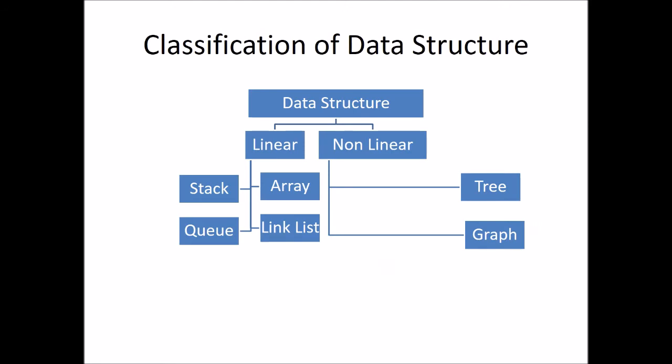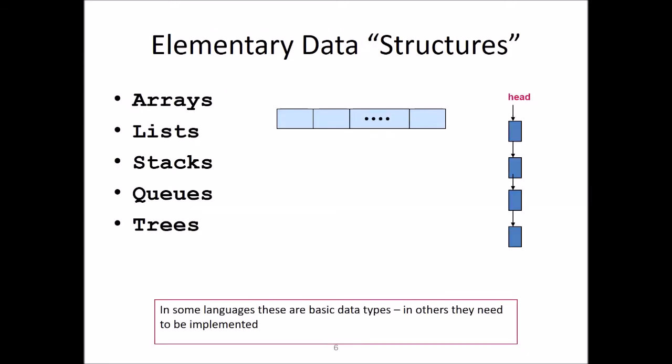If we see the classification of data structures, they are categorized into two parts: linear and non-linear data structures. In linear data structures, we have array, linked list, stack, and queue, while in non-linear we have tree and graph data structures. We can also give the term elementary data structure to structures like array, which is shown in the lighter blue blocks. An array is basically a set of similar type of elements which are stored in a continuous memory location.